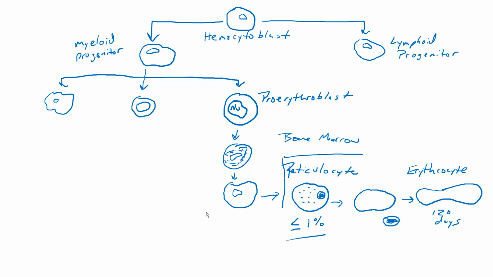So we need 3 main components in order for this process to take place. We need a hormone called erythropoietin.